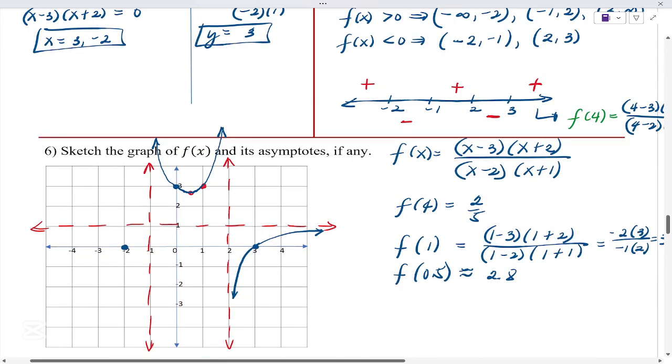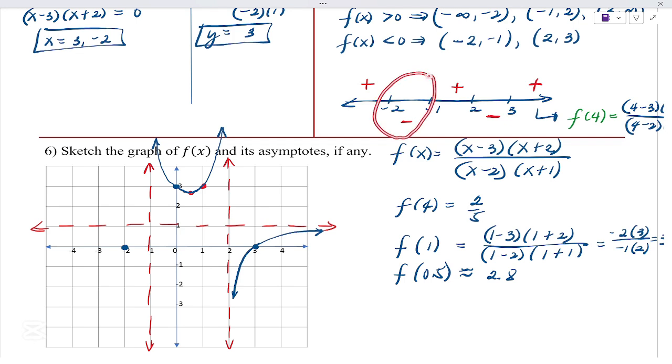Okay, and then for the last interval, which is minus infinity to minus 2, it should be above. Sorry, I missed another interval from minus 2 to minus 1. From minus 2 to minus 1, the graph must be below. So it should be here. So connecting on this point, and asymptotic here, the graph will look like this.